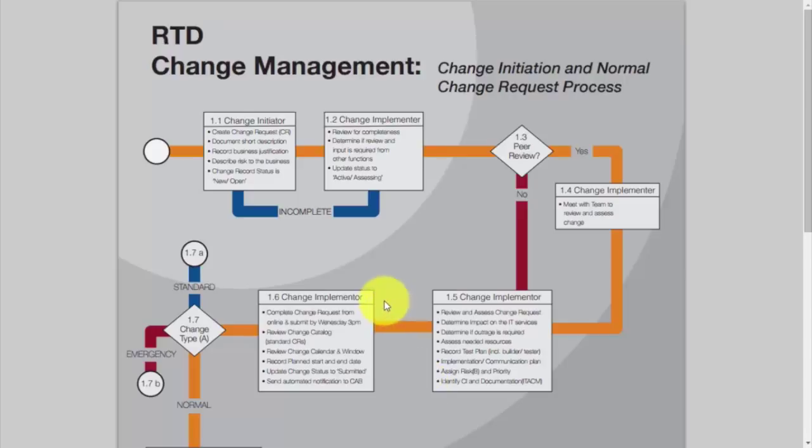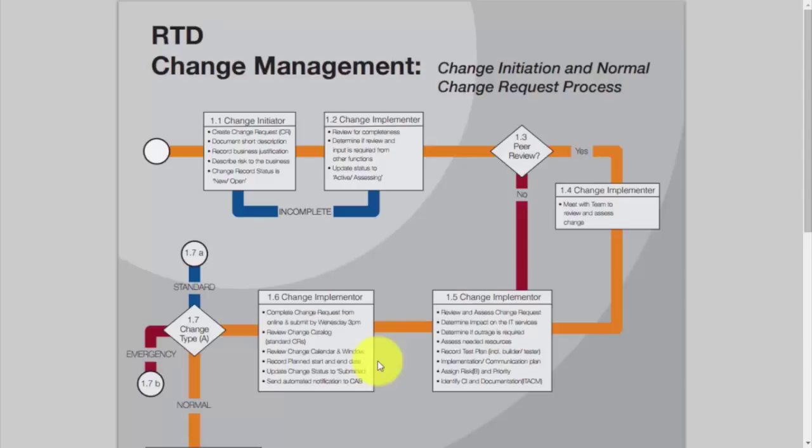Step 6 is the official planning of the change. The change implementer needs to complete the change request form online and submit it by Wednesday at 3 p.m. Then we need to review the change catalog. This would be for standard change requests, as well as reviewing the change calendar, the window of time that is available for these changes, and then officially plan out the change. When will be the planned start and end date, for instance.